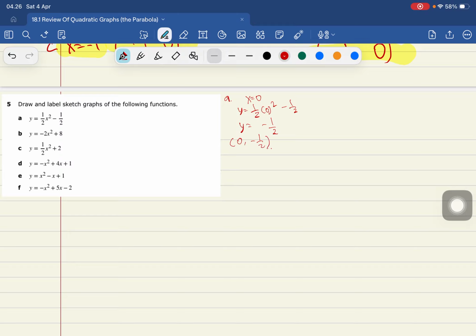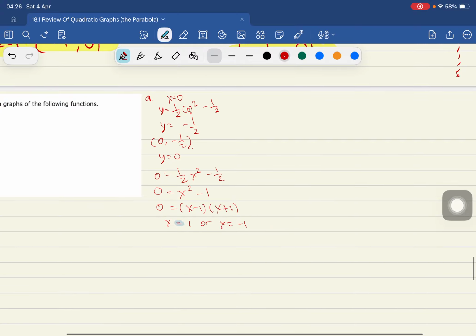Now let us find the x-intercept. So when y equals 0, 0 equals 1 over 2 x squared minus 1 over 2. Okay, we can multiply by 2. x squared minus 1 equals 0. So we got x minus 1 or x plus 1, so x equals 1 or x equals minus 1.